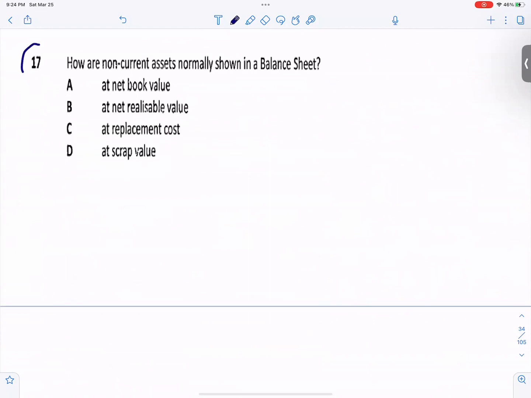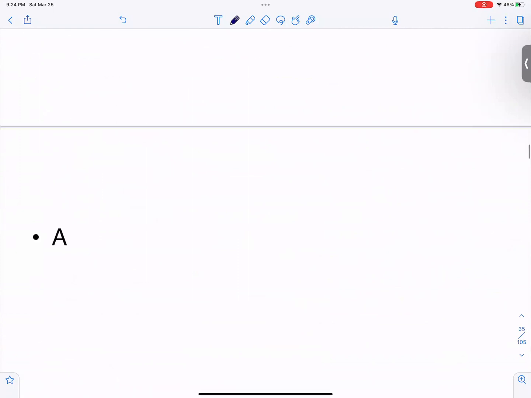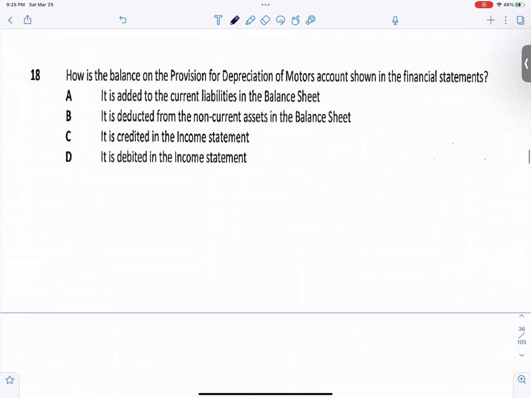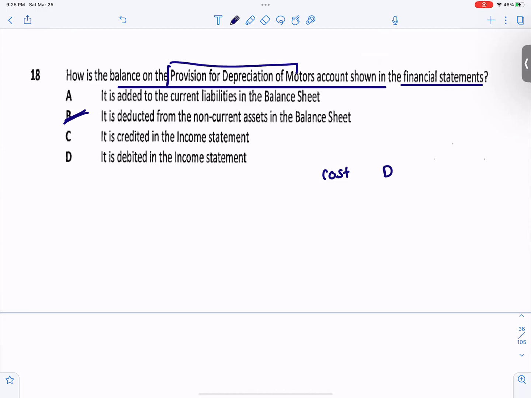Question 17. How are non-current assets normally shown in the balance sheet? At net book value. How is the balance on provision for depreciation of motor accounts shown in the financial statement? It is deducted from the non-current assets. You have cost, depreciation to date, and net book value. So it is deducted from the non-current assets. B.